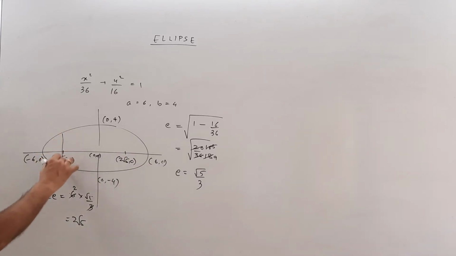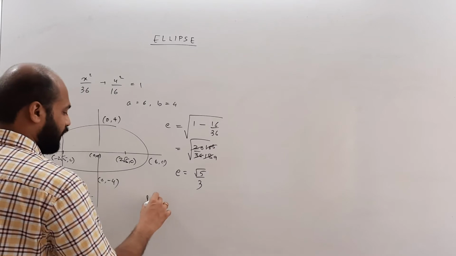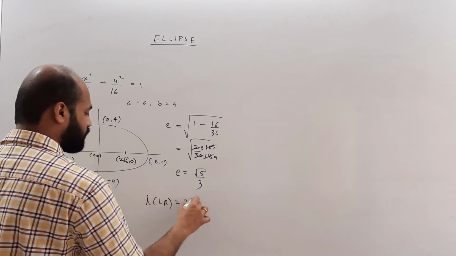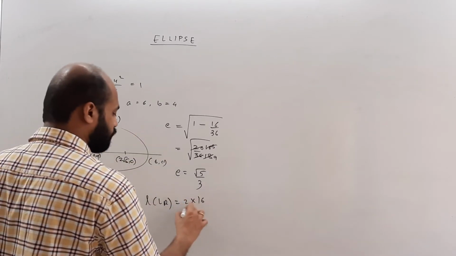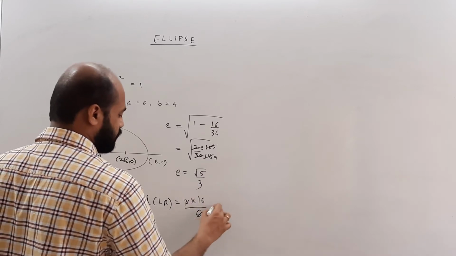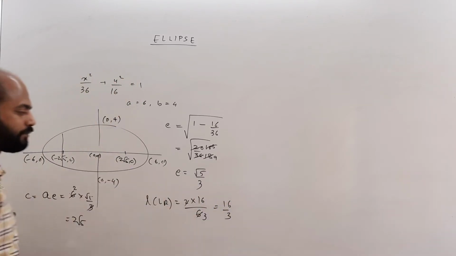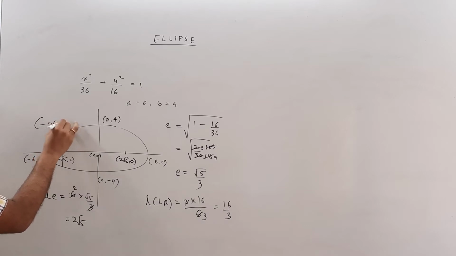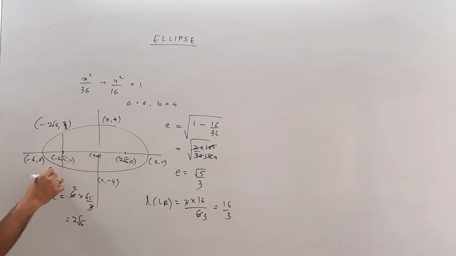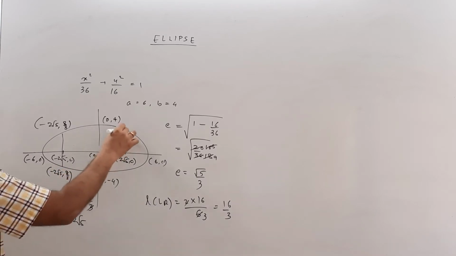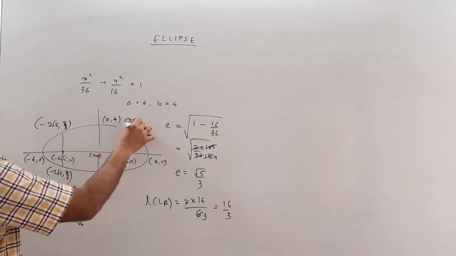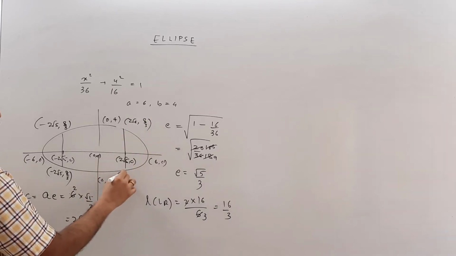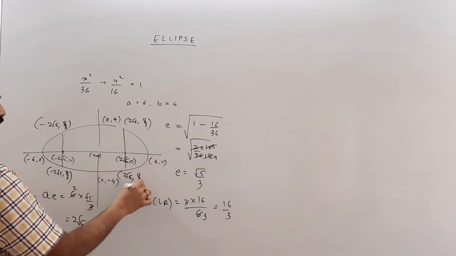Also we can find these 2 points. So length of the latus rectum is going to be 2 times b square by a, which is 16 by 6. So it's going to be 16 by 3. So this point is going to be minus 2 root 5 comma 8 by 3, and this point is going to be minus 2 root 5 comma minus 8 by 3. Similarly, this point is going to be 2 root 5 comma 8 by 3, and this point is going to be 2 root 5 comma minus 8 by 3.